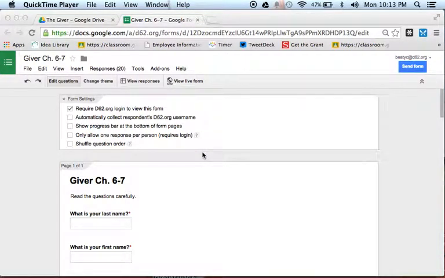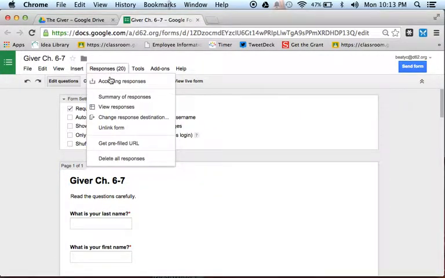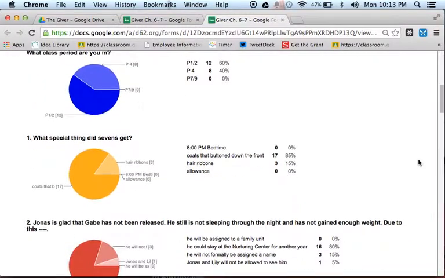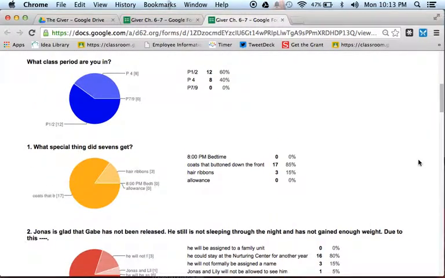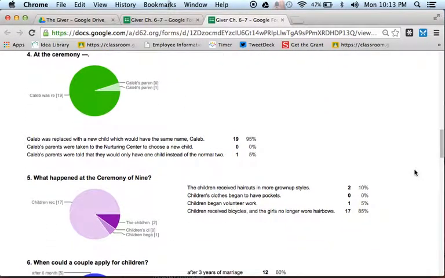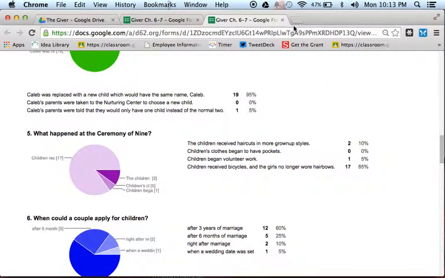Once you have created the quiz and had students take the test, you can see that I have 20 responses. I can click on responses and go to summary of responses, and I will see a summary of the questions and the answers, and I can see which questions I need to discuss in class because the class didn't quite get it the first time around.